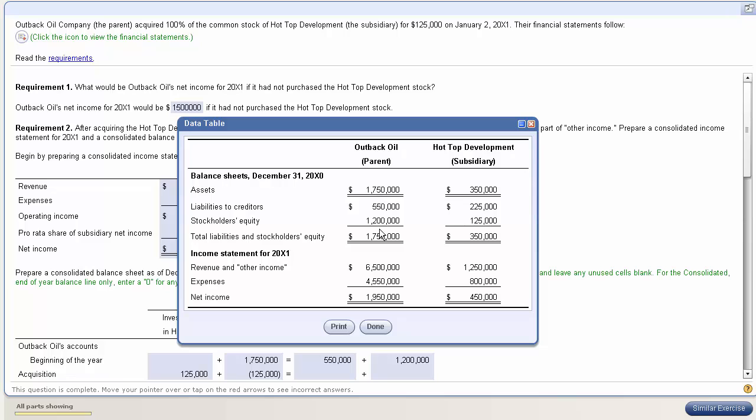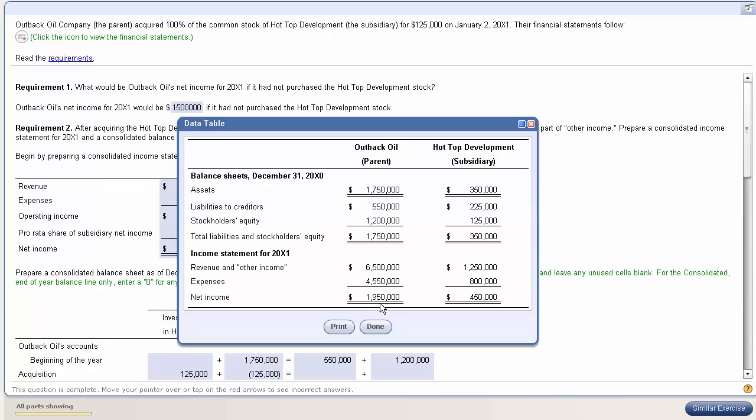So we're getting the balance sheet and the income statement of Outback Oil, the parent, as well as the subsidiary, Hot Top Development. The first question they ask is, what would be Outback Oil's net income for 20X1 if it had not purchased the Hot Top Development stock? Now we're assuming there's no intercompany sales, no profits captured in intercompany sales. So we're taking a basic assumption here.